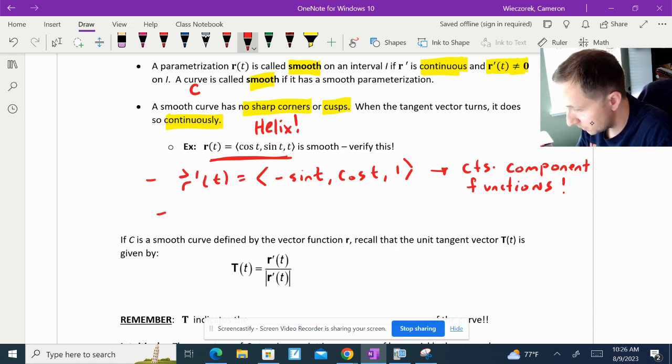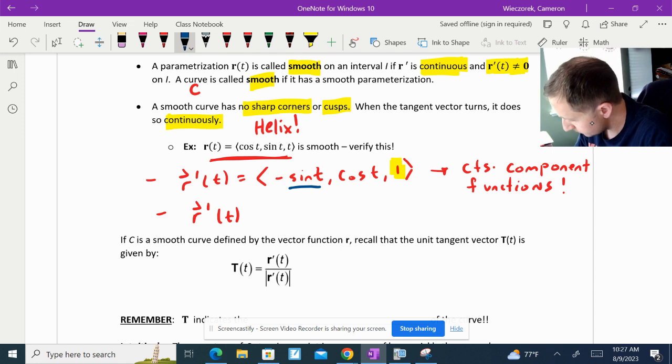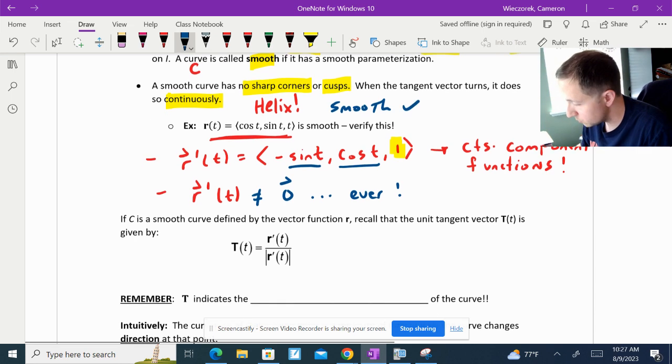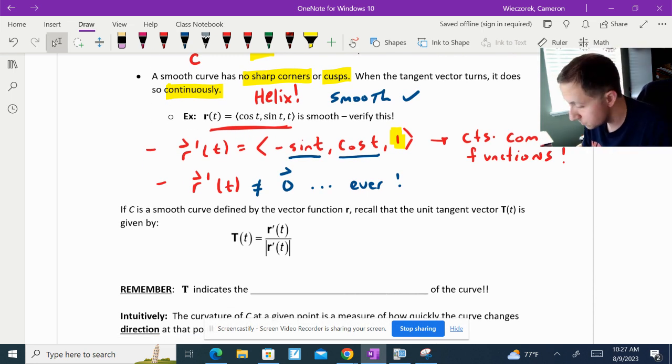Okay, that's condition number 1. Condition number 2 is we can't have that vector be 0. Well, negative sine t, cosine t, and 1: first of all, the z component right away makes it clear that we're never going to get the 0 vector. But also even just looking at the first two components, sine and cosine are not going to be simultaneously 0 at the same time. There's nowhere where that would occur. So this is never equal to the 0 vector ever. So therefore, the helix is smooth. And that's what we really want to look at, is smooth space curves.